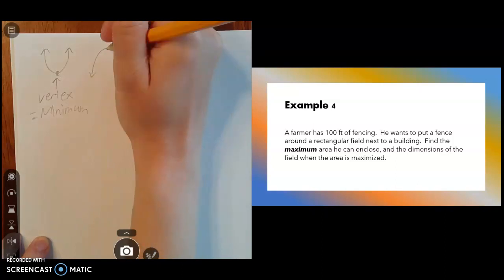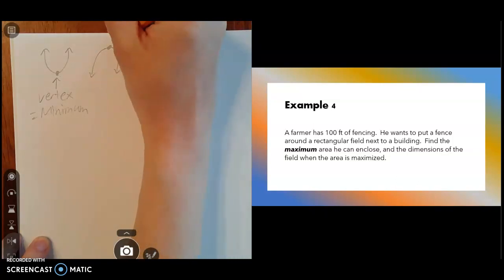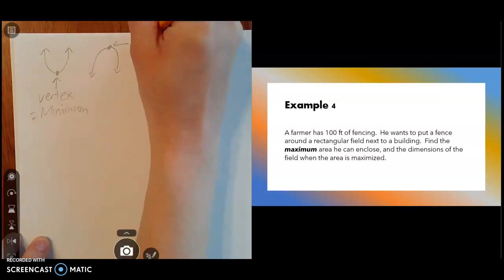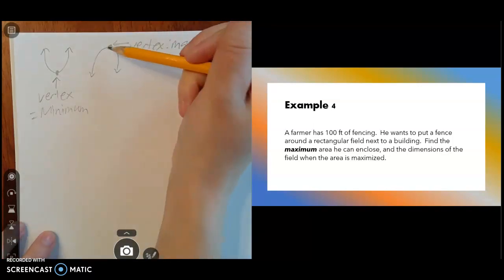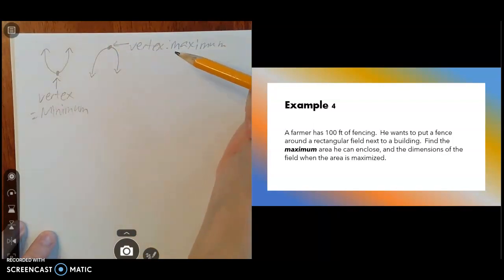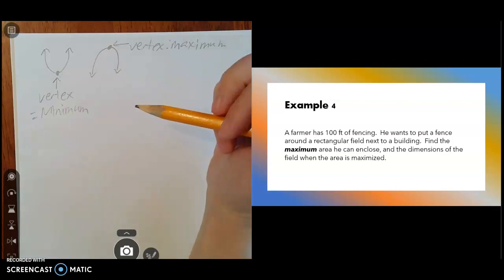If it's a downward shape U, that vertex is the largest y value that you're ever going to get, and so when it's a downward shape U, that vertex is going to be a maximum. And so when it asks you for the maximum of something, what they're really looking at is the vertex, okay? Sometimes for the vertex, they're looking at the x value, sometimes they're looking at the y value.